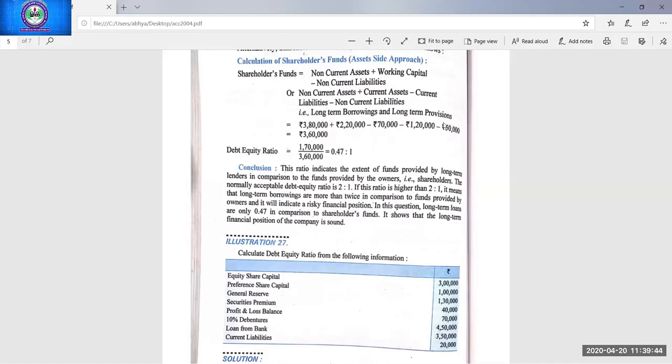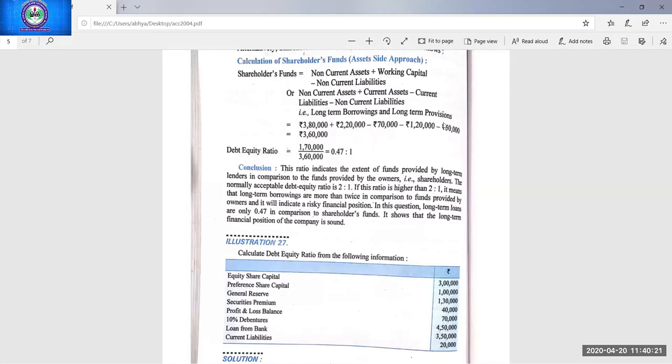10% debentures, which is 4,50,000, and loan from bank, which is 350. These two are the part of debt. We need not find out the total debt, because total debt means current plus non-current. We are here considering the non-current liabilities or the debt. So the debt here is 10% debentures plus loan from bank, 450 plus 350, which is equal to 8 lakh. It means debt is 8 lakh.